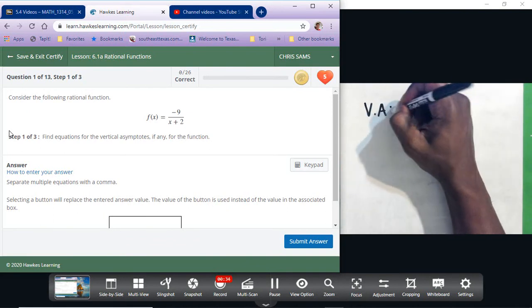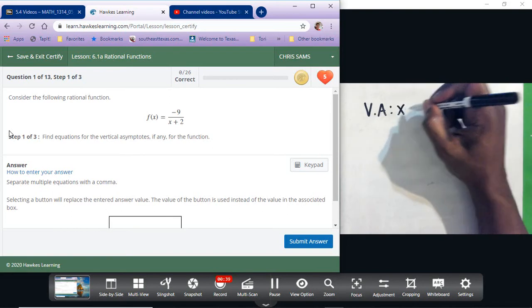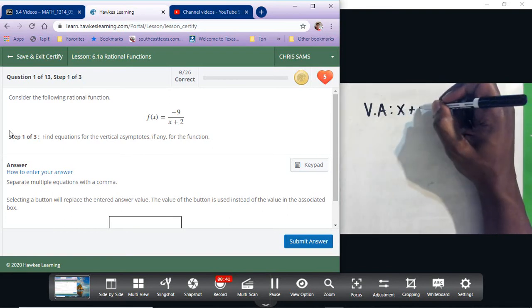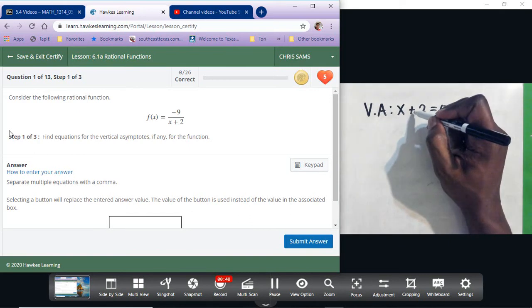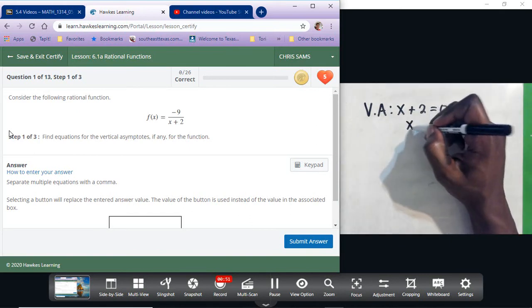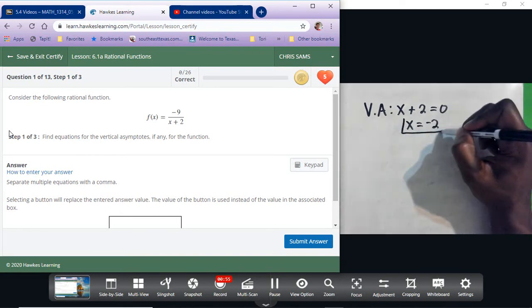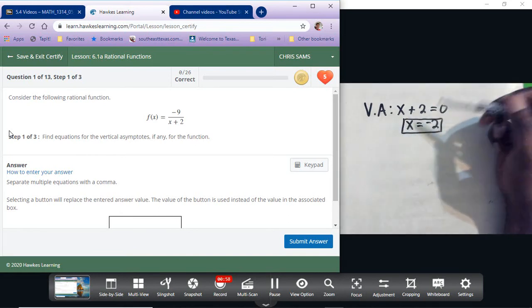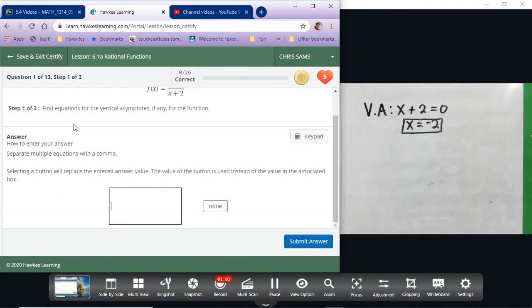Alright, so for the vertical asymptote, it's always dealing with the denominator. You take whatever is in the denominator, you set it equal to 0, and you solve for x. Sometimes you might have to factor. In this case, we just have to subtract 2. And this is telling us that -2 is going to cause us a problem. So on the graph, there's going to be a vertical asymptote at -2. And so we're going to say x equals -2 is our vertical asymptote.